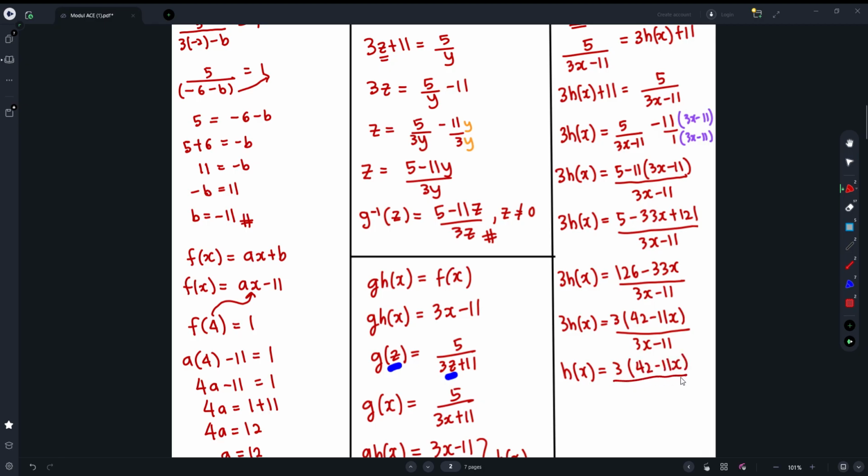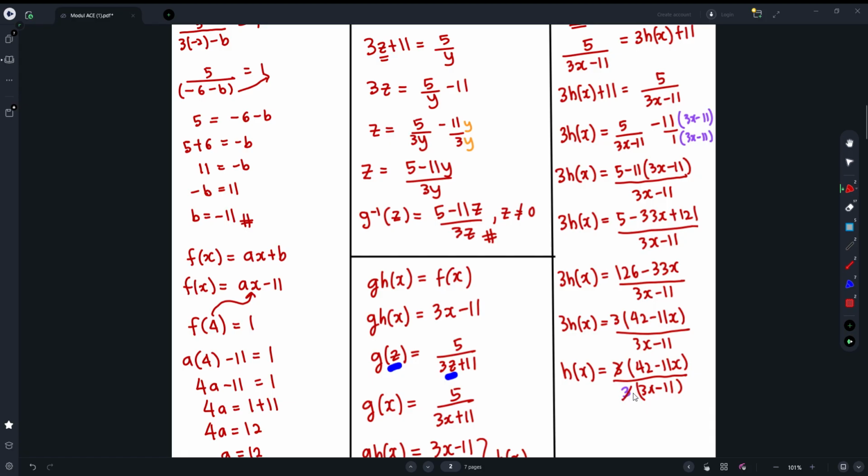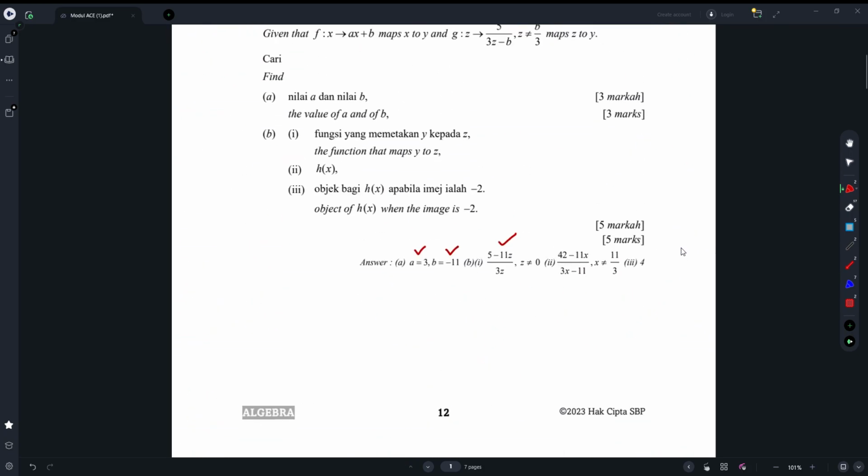So we'll have 3x minus 11 at the bottom. So the 3 that I'm dividing will just come down here as 3. So what will happen in this case, that particular 3 and 3 can be cancelled. And I can conclude that my hx equals 42 minus 11x over 3x minus 11. So that will be the final answer for your question, Roman 2.